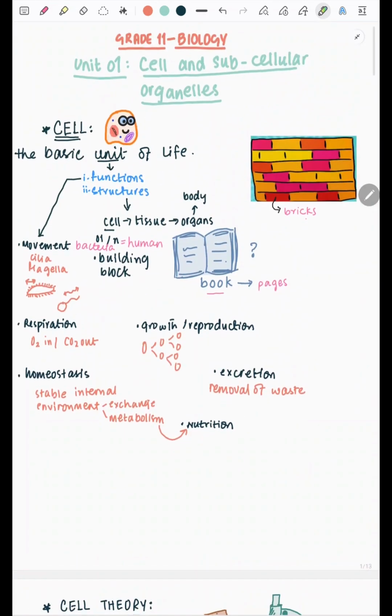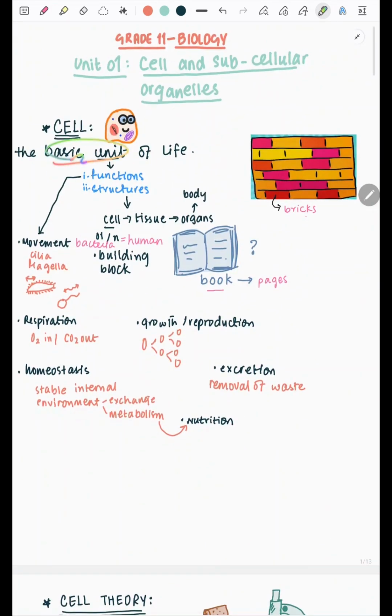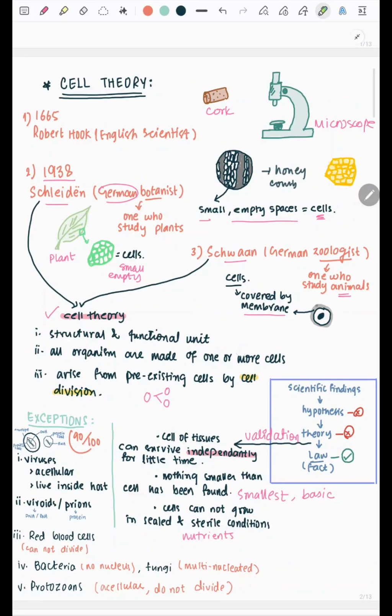Now, to summarize, the cell is the basic unit of life. It performs all the functions and it forms all the structures of a living organism. Different scientists found cells in different organisms and they formed the cell theory from their findings. The cell theory states that the cell is the structural and functional unit of life. All organisms are made of one or more cells. Cells arise from pre-existing cells.